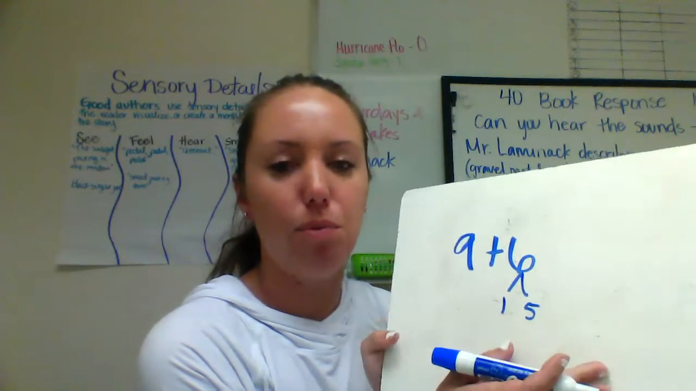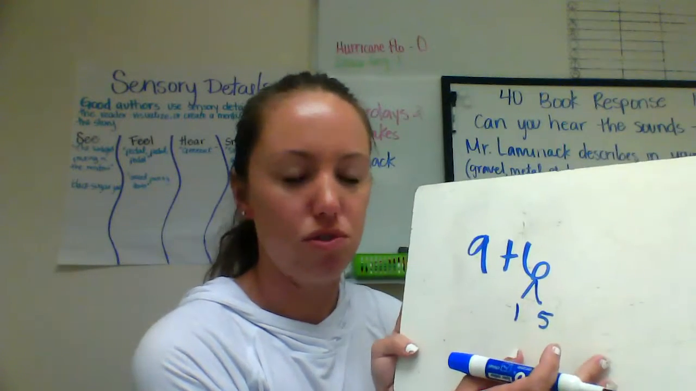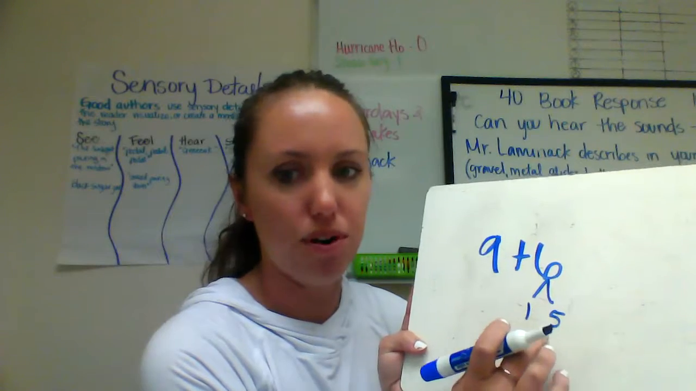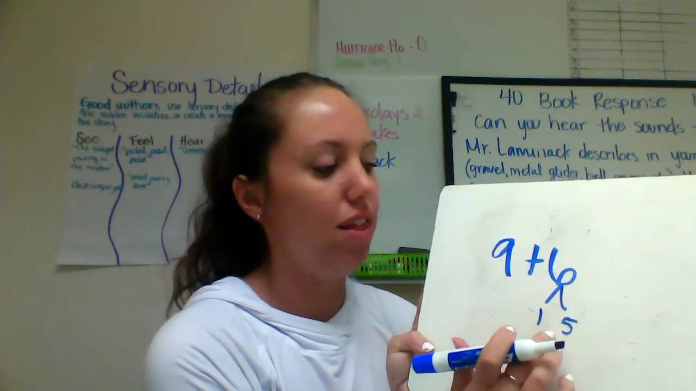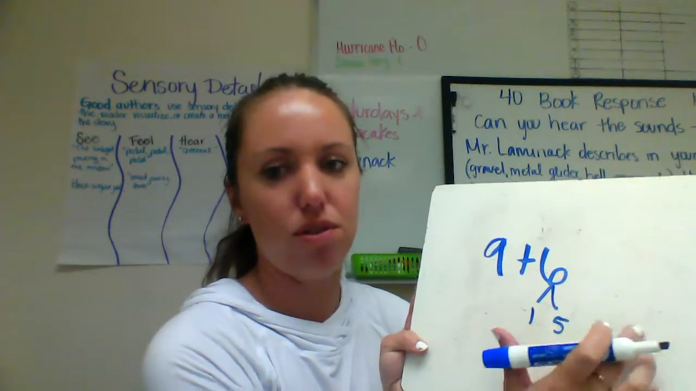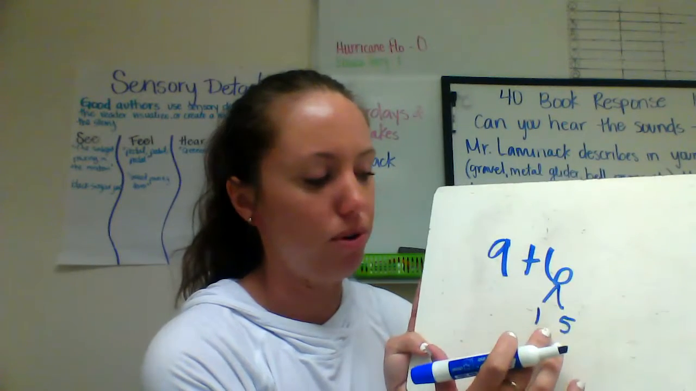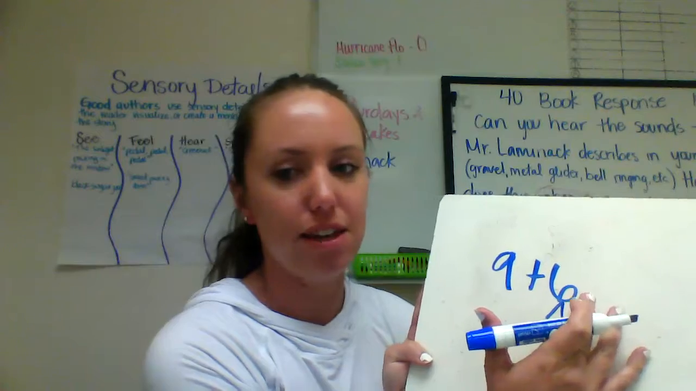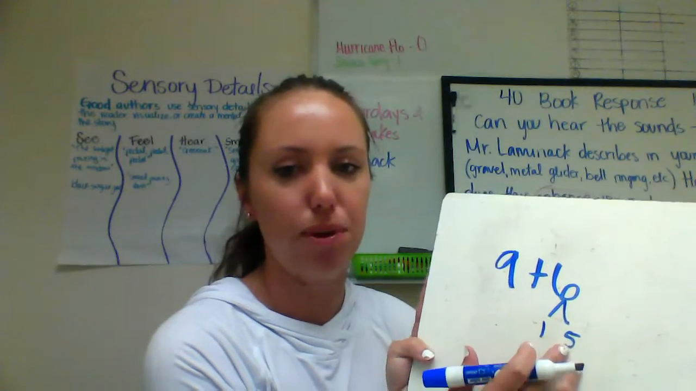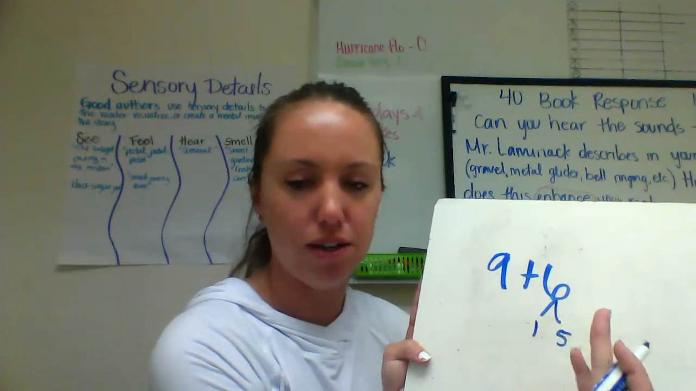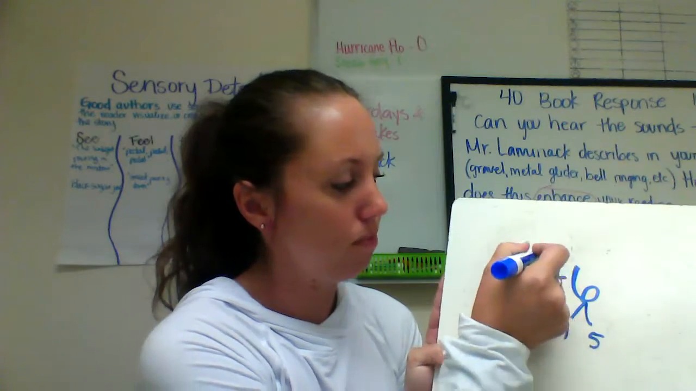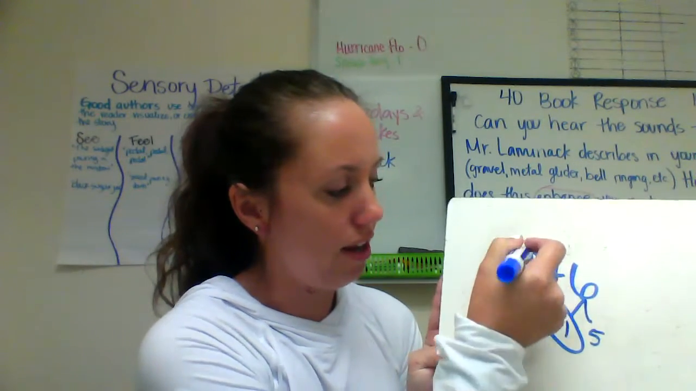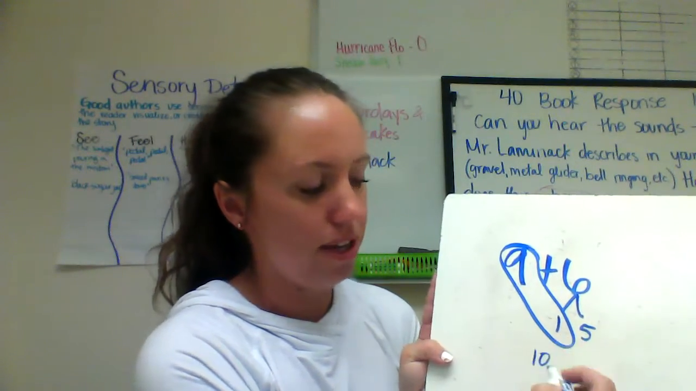And one thing that we really wanted to make sure today that the students understood is that when we break apart into two smaller numbers, the value of those two numbers still has to equal the original number. So 1 plus 5 is worth the same amount as 6. This can't be 1 and 2 because that would not be the same value of 6. From here, we can add 9 plus 1 to make a 10.